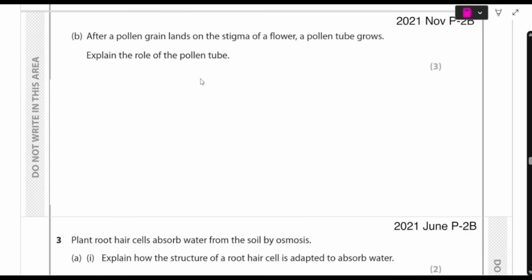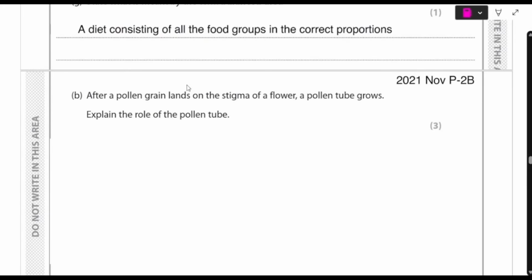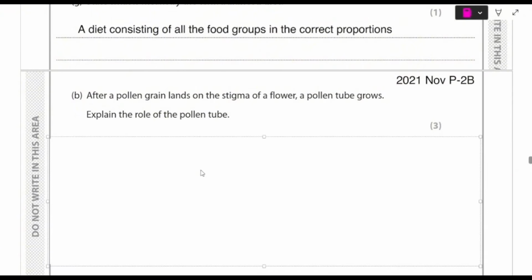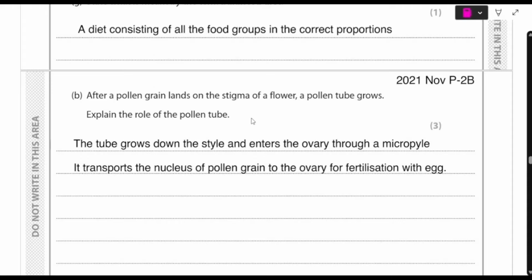After pollen grain lands on the stigma, a pollen tube grows. Explain the role of pollen tube. So it is fairly simple. Pollen tube grows down the style through the micropyle to the ovule. This allows the pollen nucleus to travel down the style and enter the ovule to fuse with the egg cell for fertilization. So they grow down the style, enter the ovary through a micropyle of the ovule, then it transfers the pollen nucleus to the ovary for the fertilization of the egg.